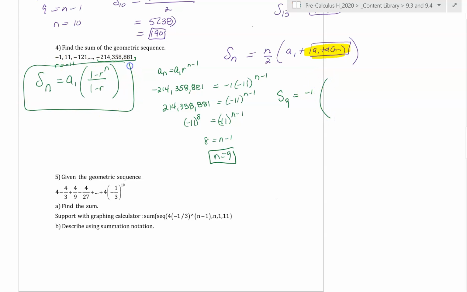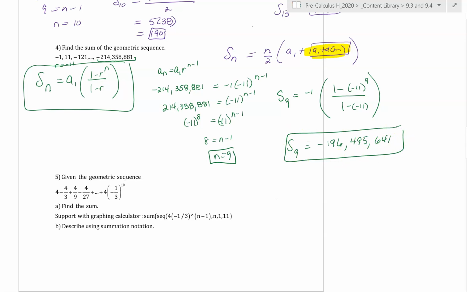I'm using this formula right here: 1 minus -11 to the 9th power over 1 minus -11. Now, we probably should practice using our calculator, but I think that's for another time. If you type this in, why don't you go ahead and pause the video and see if you are able to use the calculator to get the correct answer. And if not, like I said, we're going to be practicing more with how to type this into your calculator. But you should get negative 196,495,641 as the sum of the first 9 terms.